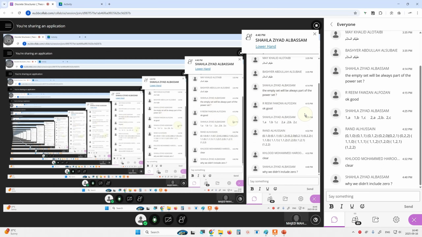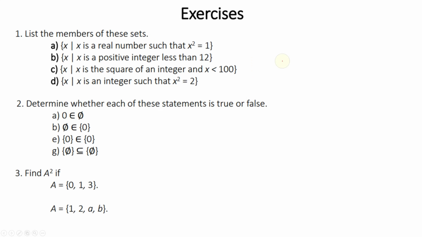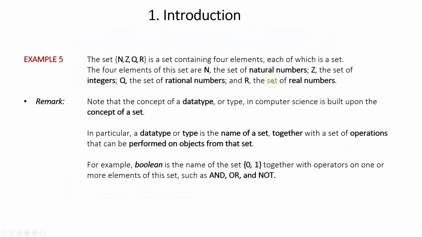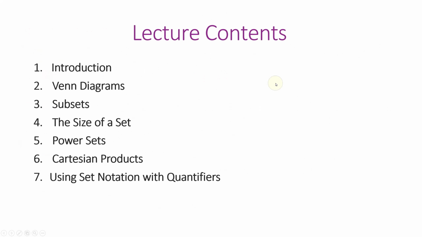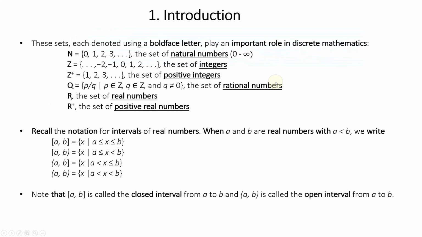Why didn't we include 0? That's a good question. Why didn't we include 0? Because of what we said earlier, just to be consistent. Let me go back to, where was it? It was around here.